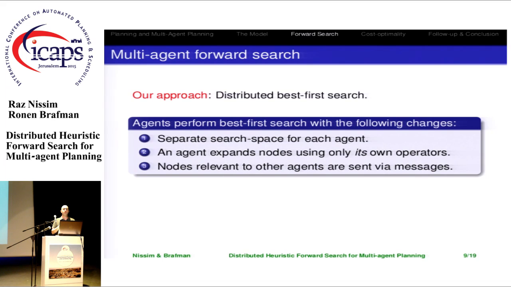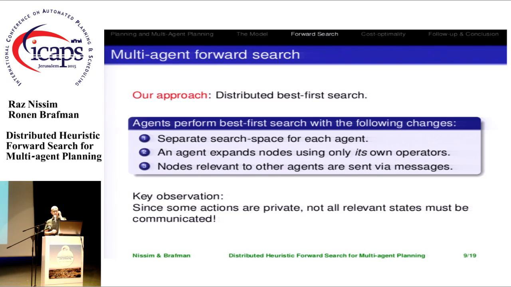In these individual search spaces, the agents expand nodes using only their own operators or actions, and nodes that are relevant to other agents are sent via messages. And the key observation here is that since we have private actions which do not affect other agents, if we have a state that's the result of a private action, this does not change any other agent's view of the system. So we don't need to communicate these states. We only need to communicate states which are the product of public actions.